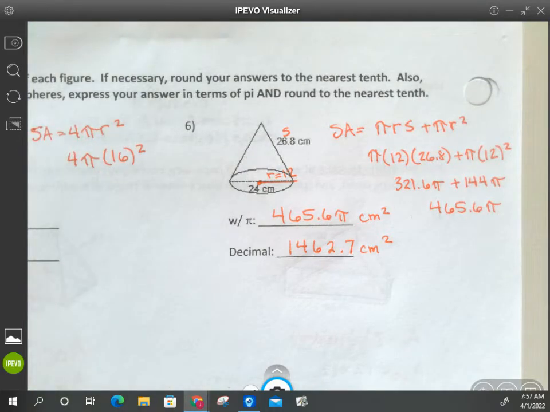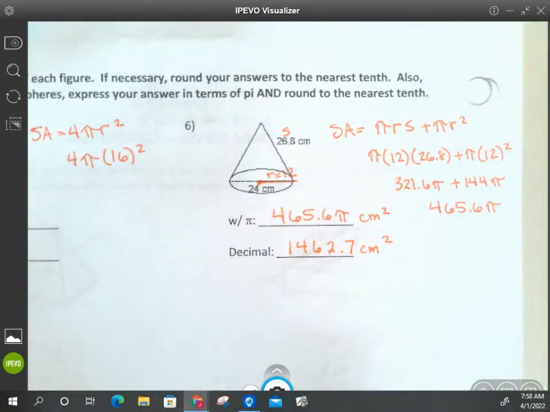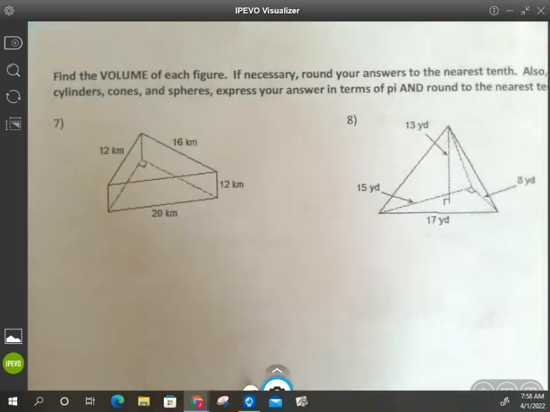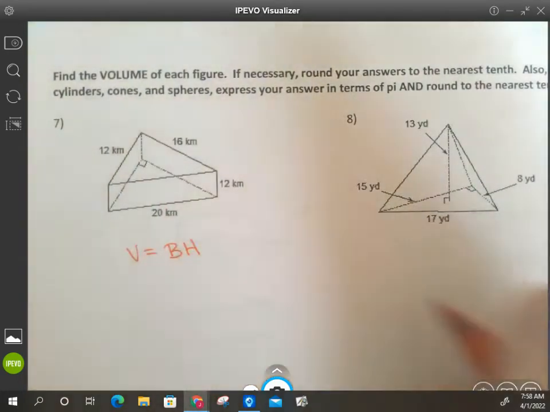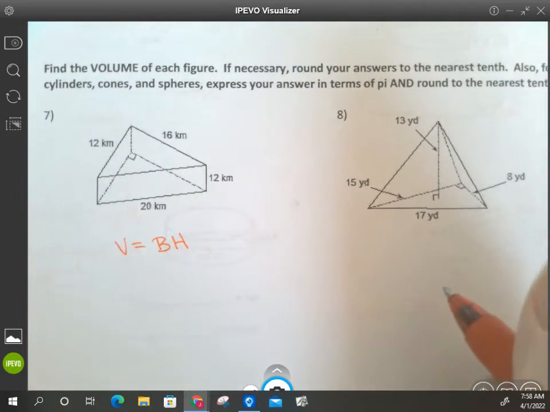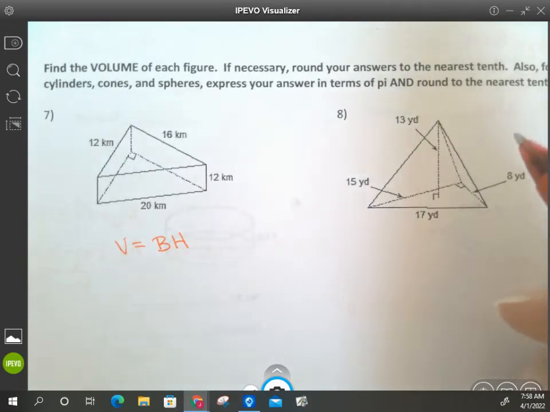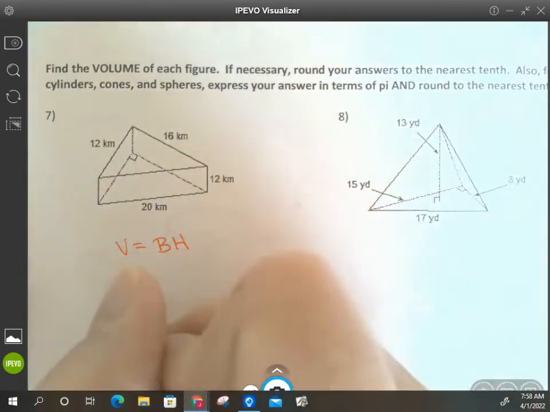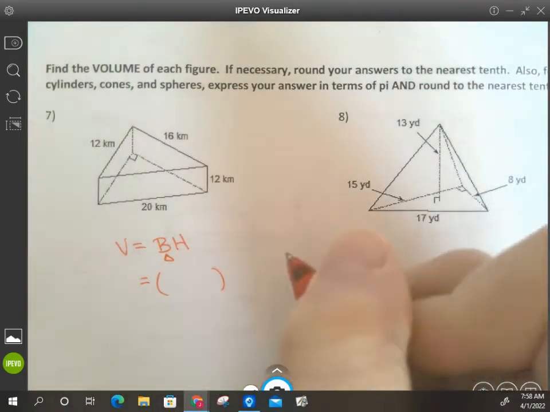Okay, next we jump to volume. This should be pretty fresh in your mind. If you flip over your formula sheet, you do have the formulas for volume. When you look at a prism, volume equals area of base times height of figure. All right, so this is a triangular, and you can see it's really the same as number one. It is a triangular prism, but now I'm finding the volume. So the volume would be the area of the base, which is a triangle.